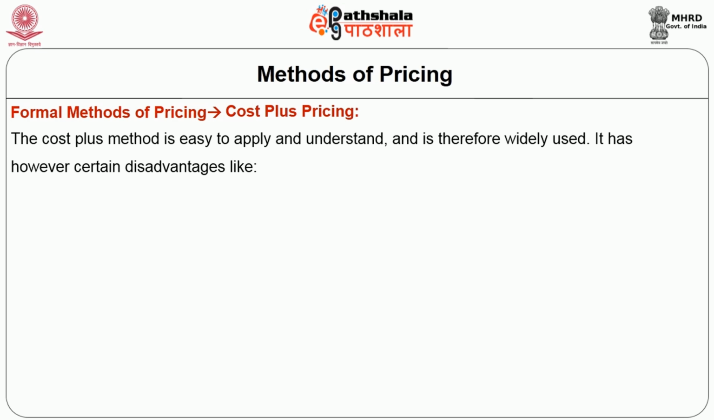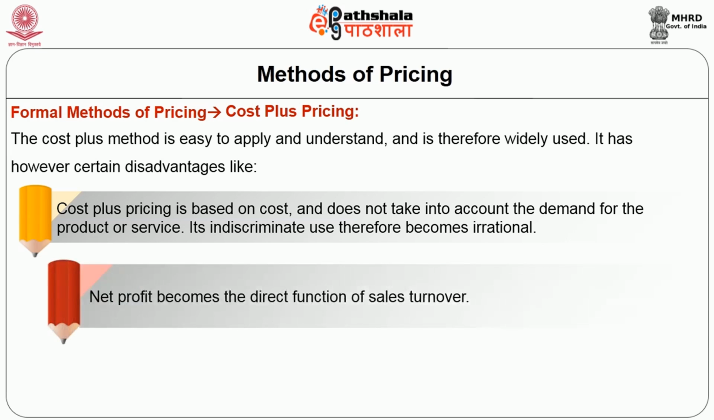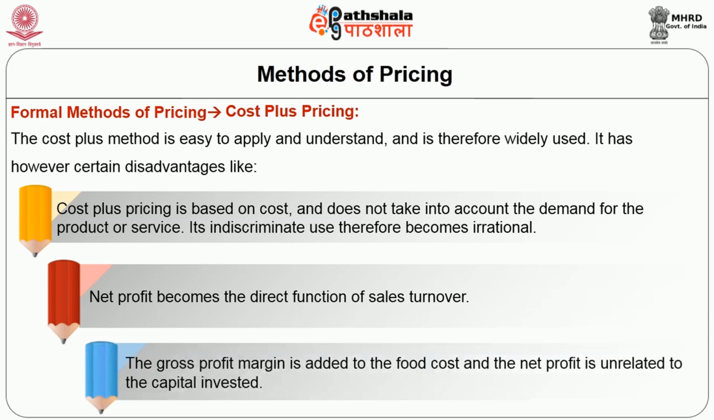It has, however, certain disadvantages. Cost plus pricing is based on cost and does not take into account the demand for the product or service. Its indiscriminate use therefore becomes irrational. Net profit becomes the direct function of sales turnover. The gross profit margin is added to the food cost and the net profit is unrelated to the capital invested.